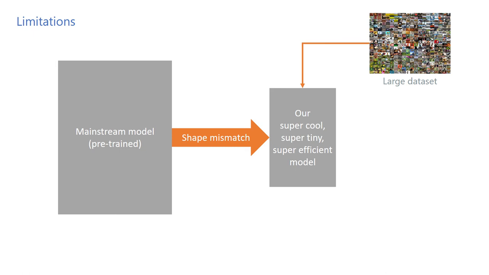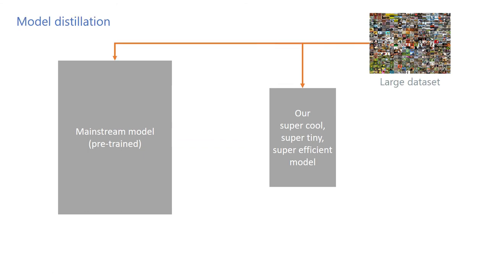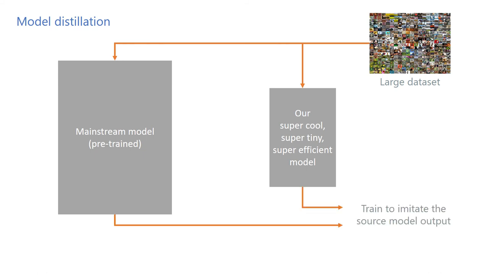Another technique that addresses transferring knowledge between models having different architectures is model distillation. To distill a pre-trained model, you train the new model to mimic the outputs of the pre-trained model rather than training it directly on data. This approach works well, particularly if you're trying to train a model that is smaller than the source model.